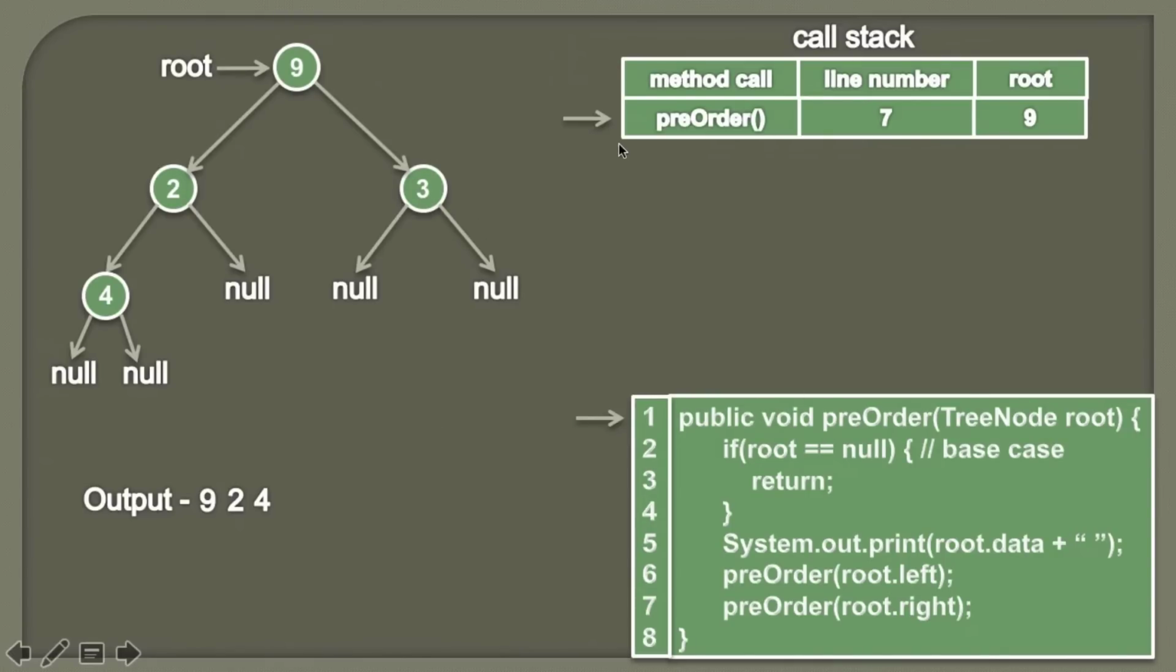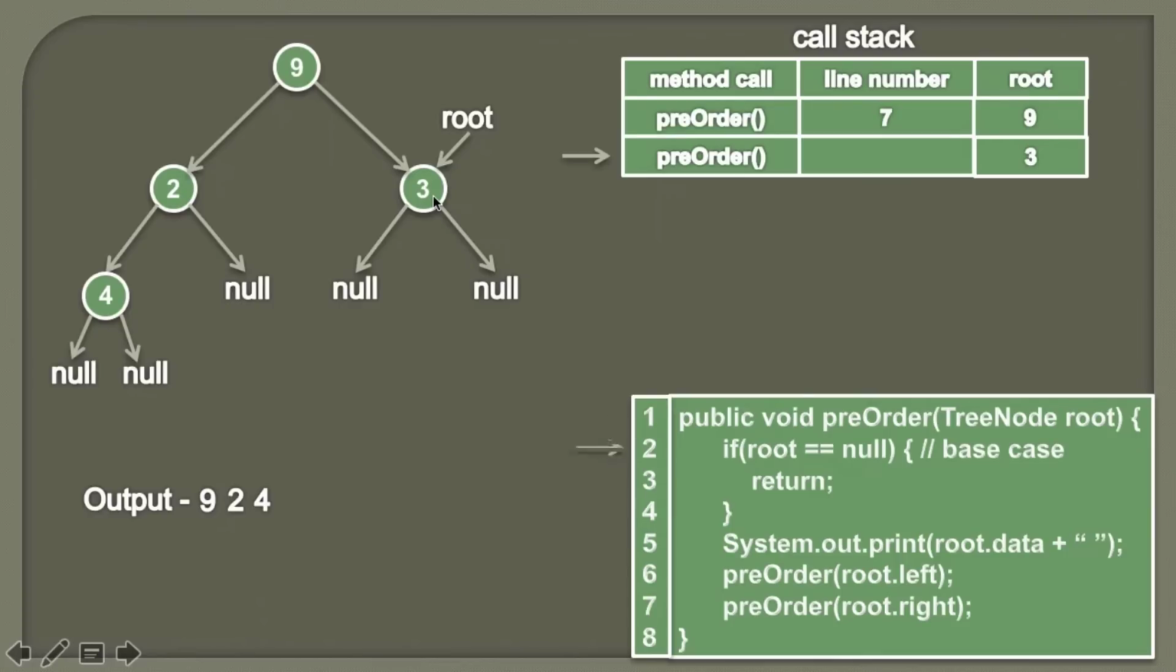Now preorder will be called with the root pointing to node 3. We also know there will be one more method on the stack. Now preorder will start executing with a root having data as 3. Moving ahead, we'll check whether root is equal to null or not. Currently root is not equal to null. So we'll simply process this node and then start processing its left subtree and right subtree. We'll print the data for this root node, which is 3.